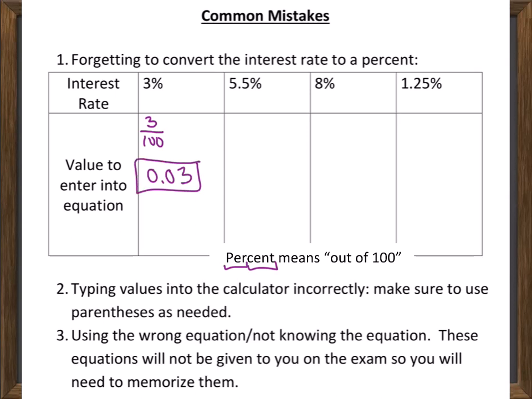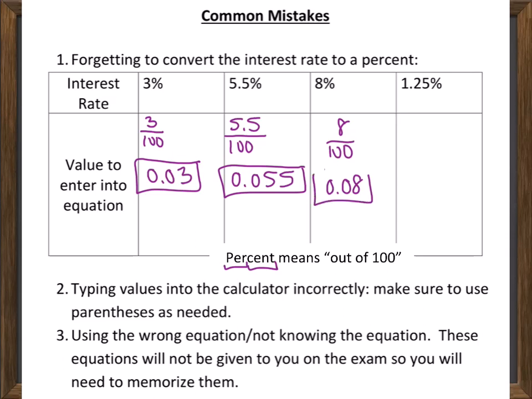Let's do a few more examples to get really comfortable with this process. So 5.5%, again, 5.5 divided by 100. Type that in your calculator, you should get 0.055. Okay. Likewise, 8% is 8 out of 100. Type that in a calculator and you get 0.08. Okay. 1.25% is 1.25 over 100. So that's 0.0125. Okay. So make sure you are comfortable with that process.